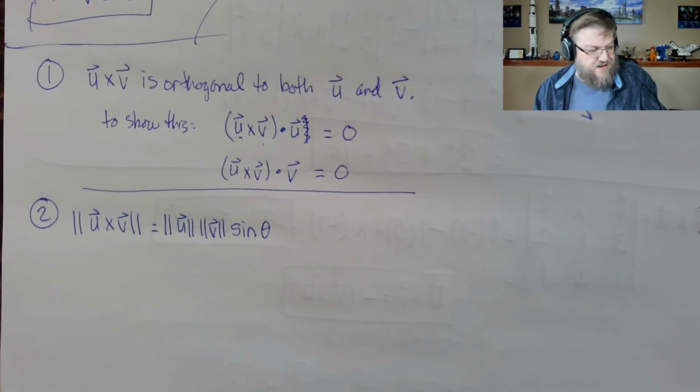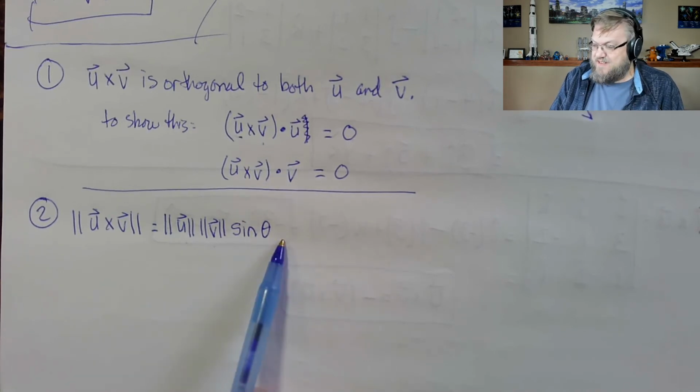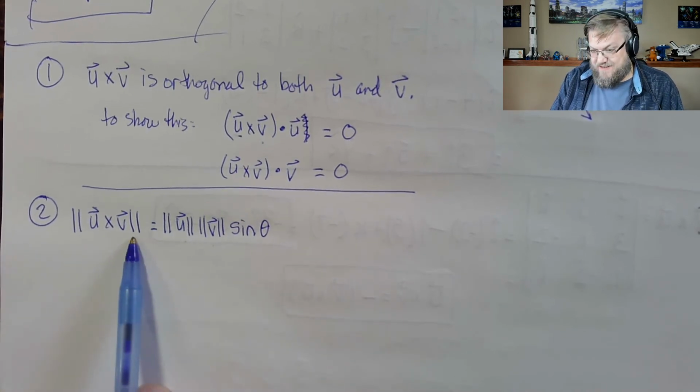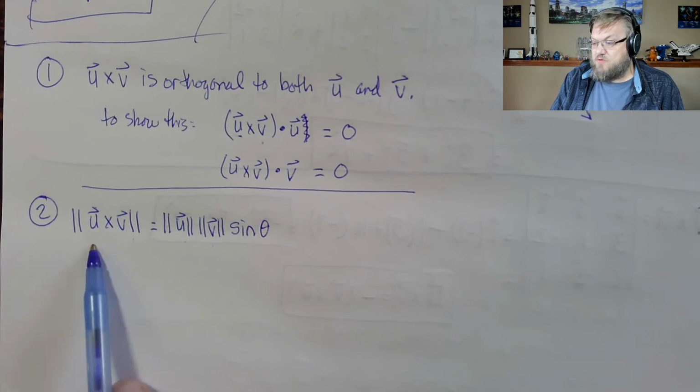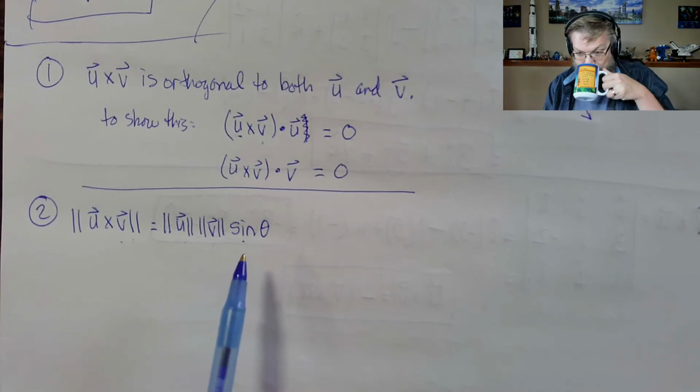Come on now. Are you serious right now? Wait, wasn't the magnitude of u times the magnitude of v times the cosine of theta, wasn't that u dot v? And you're telling me that the magnitude of u cross v is the same formula except with sine? And my answer is yes. That's exactly what I'm saying.